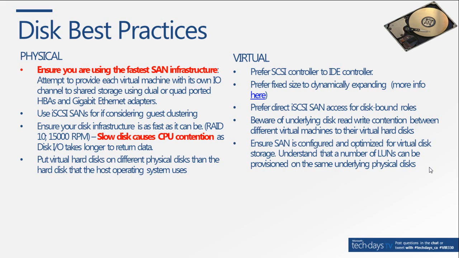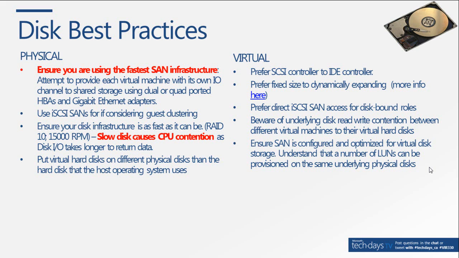On the disk side of things, it really is simple. Fast disks are better. At the physical level, have really fast disks. Okay? If you're going to use clustering, use very fast either iSCSI or fiber channel SANs. Slow disks will in fact cause CPU contention as we're waiting on things to execute. So you want to make sure that you have relatively fast disks. And also, don't put every single one of your virtual machines on the same physical disk. Spread them out a fair bit.